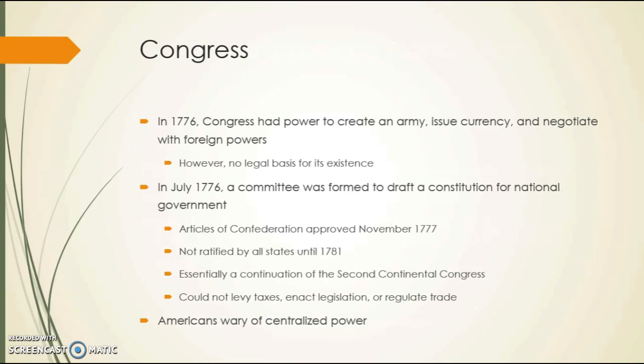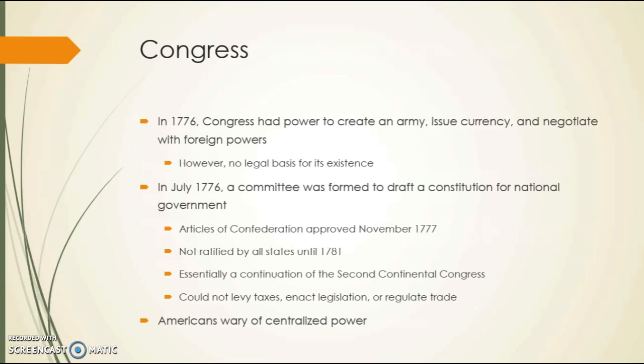All right, so let's talk about Congress. In 1776, at the period of the Revolution, Congress had power to create an army, issue currency, and negotiate with foreign powers, but there was no document saying that that was what Congress could do. There was no constitution that said that.